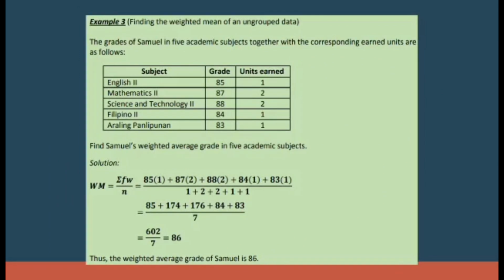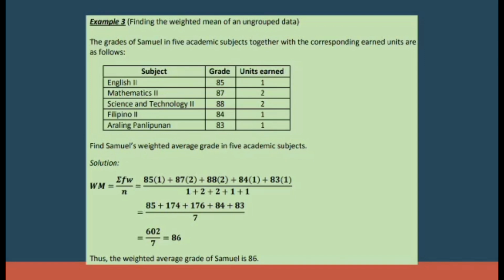In this example, we need to find Samuel's weighted average grade in 5 academic subjects. So the first subject is English, and his grade is 85. The units earned is 1. For mathematics, his grade is 87, the units earned is 2. In science and technology, the grade is 88, the units earned is 2. Filipino, the grade is 84, the units earned is 1. In Araling Panlipunan, the grade is 83 and the units earned is 1.